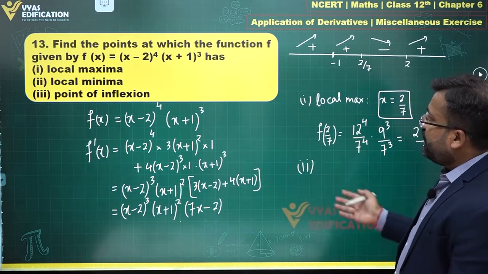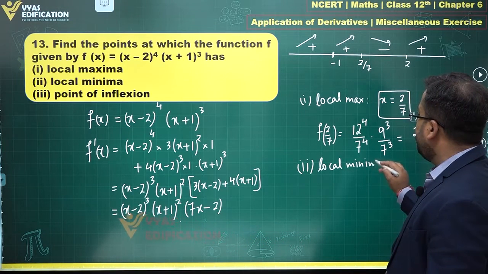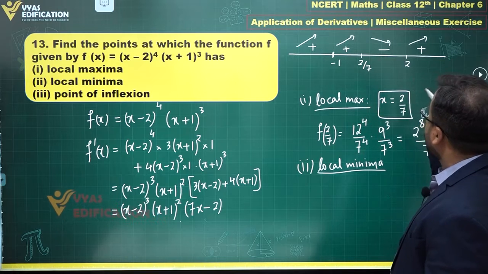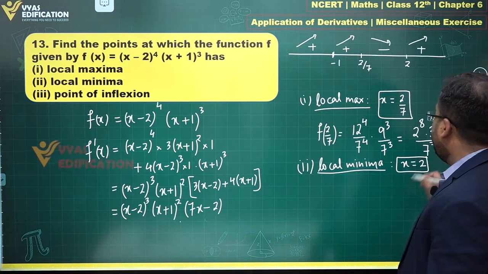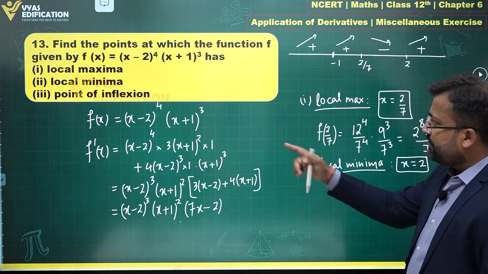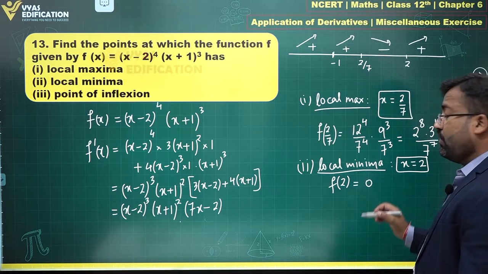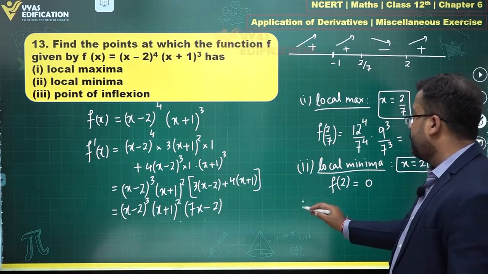What else? For local minima, what do you think? Will there be any point of local minima? Yes, I see one particular point of local minima over here. This is at x equals 2. And can I find the value of this? Yes, f(2) will be equal to, please observe, (2 - 2)^4 is 0. So this is simply 0, therefore the point will be (2, 0).